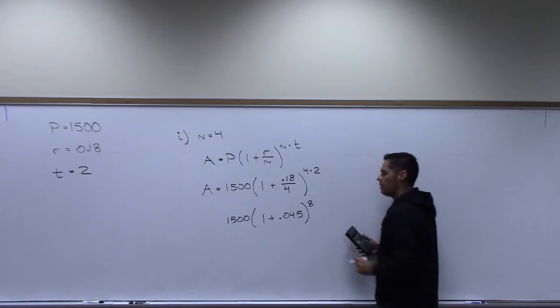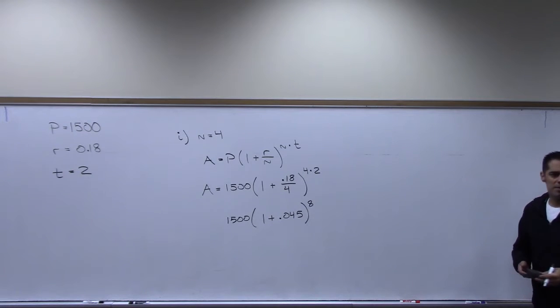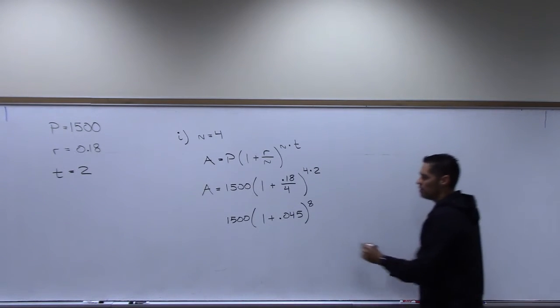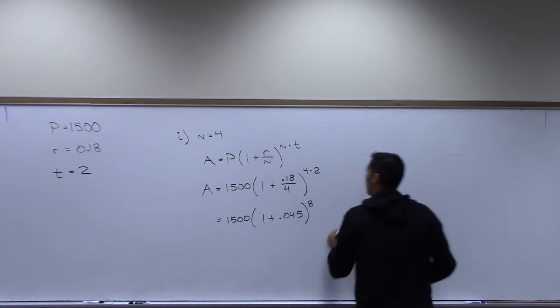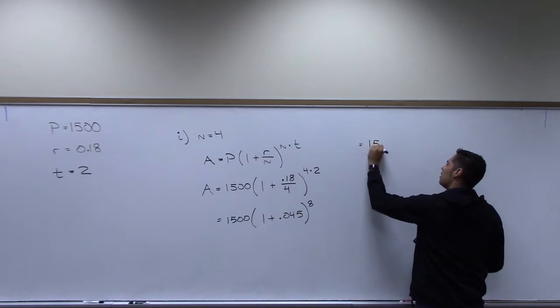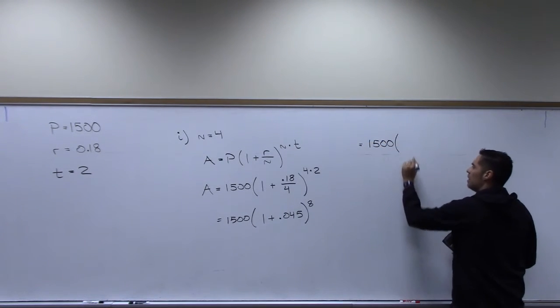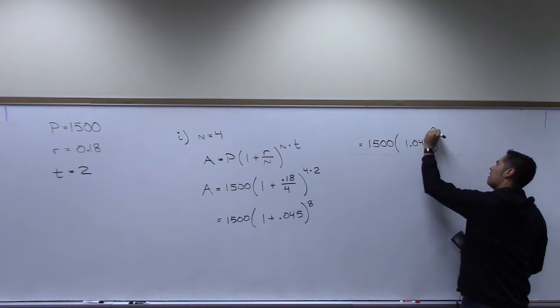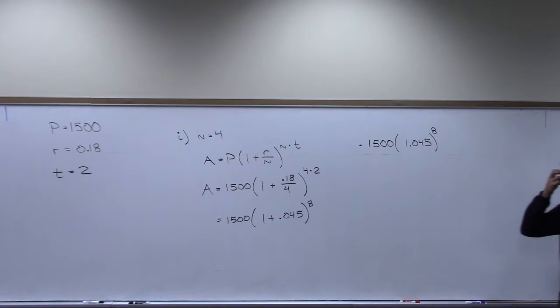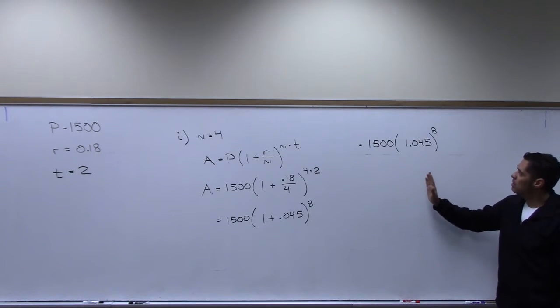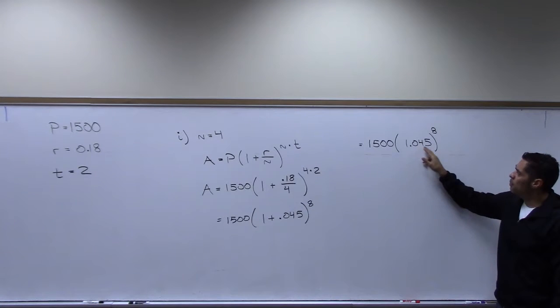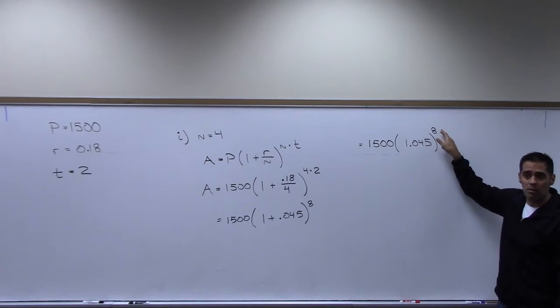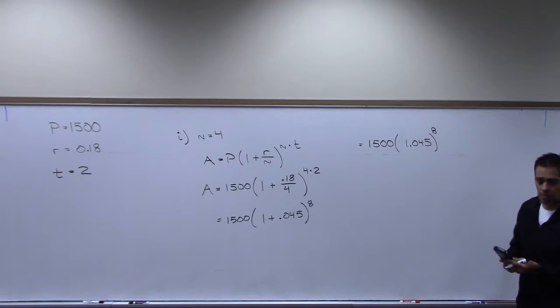1 plus 0.045, raised to the, can I just go ahead and multiply that? 4 times 2 is 8. All right, now add those together. 1 plus 0.045, with the 1,500 out here. And then isn't that just 1.045 raised to the 8th? Now, order of operations. What are you going to do first? 1.045 to the 8th power. So make sure you can do that on your calculator.